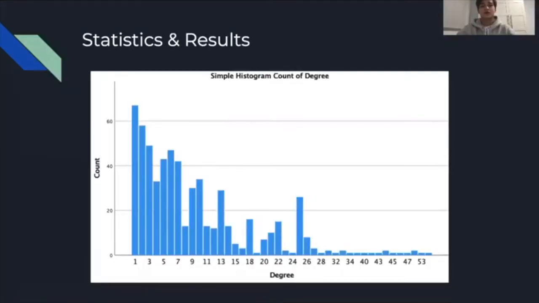Okay, this is a histogram we obtained through our results of the count of degree. The degree calculates the number of hashtags that each hashtag is used with. As you can clearly see, the distribution is skewed to the right. This clearly means that roughly the higher the degree is, the fewer the number of hashtags that fit this criterion.